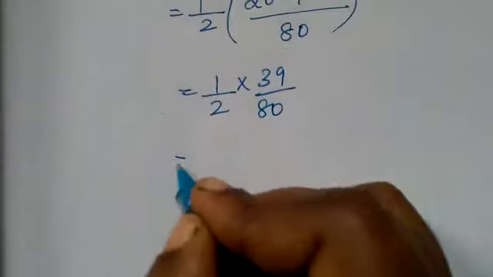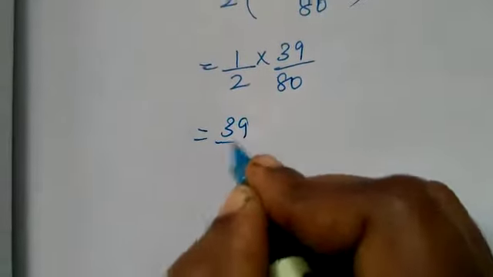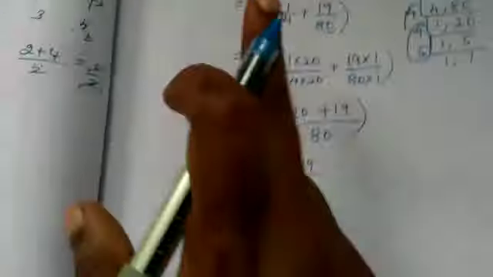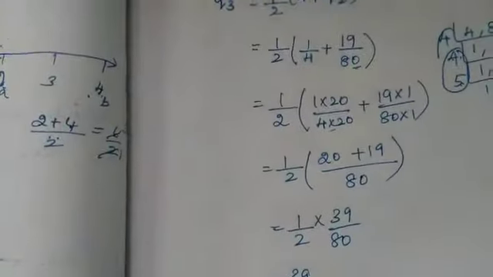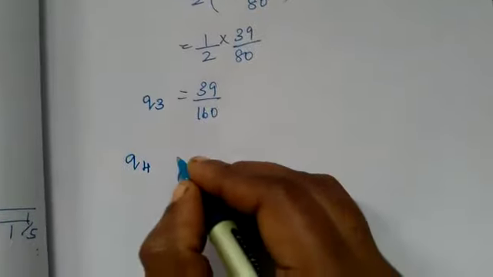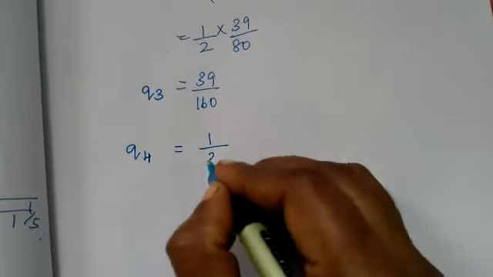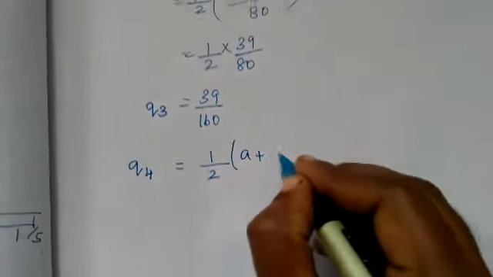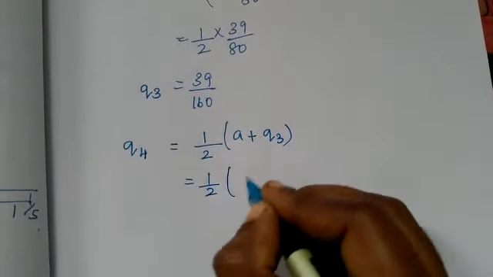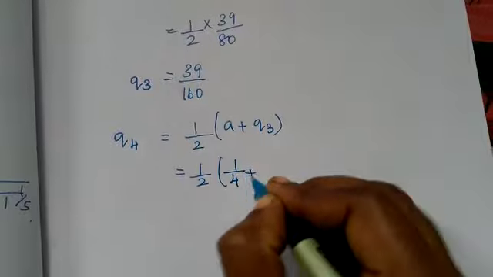Now half into 39 by 80 means 39 by 160. We found up to 3 rational numbers, Q3. And then 2 more rational numbers. Q4 is half into (A plus Q3). Now what is the value of A? 1 by 4. What is the value of Q3? 39 by 160.